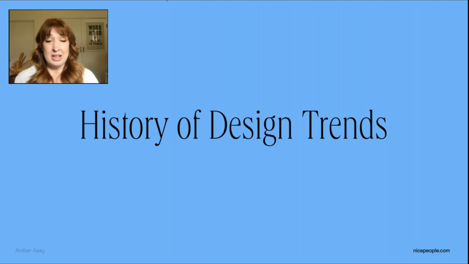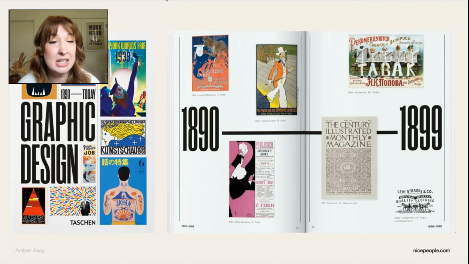So, to really understand and dive into trends today, let's look at the history of design trends. There's this amazing Taschen book where they cover all sorts of design trends through the decades. This one in particular covers 1890, which is way, way back, all the way through today, and covers even a lot of the nuances of those decades or periods and what culture's impact was on design and things that were happening at the time.